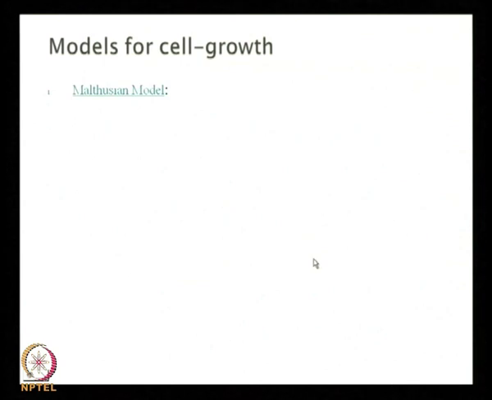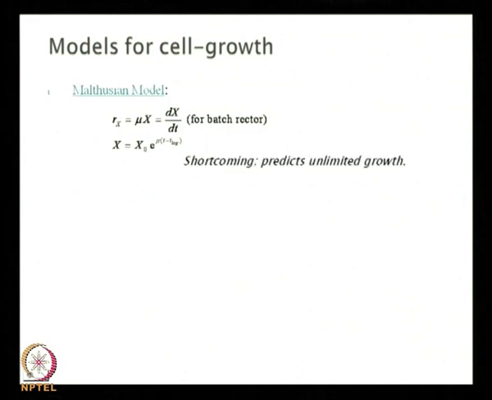The first model that we look at is known as the Malthusian model, M-A-L-T-H-U-S-I-A-N. This model assumes that Rx is mu times x, and x is x naught e to the power mu (t minus t lag), and this model assumes that mu is a constant. What is the shortcoming of this model? If mu is a constant, then the exponential growth phase continues forever. There is no way to predict the stationary or the decay phase. The only way is to use this model and cut it off at a certain time scale.